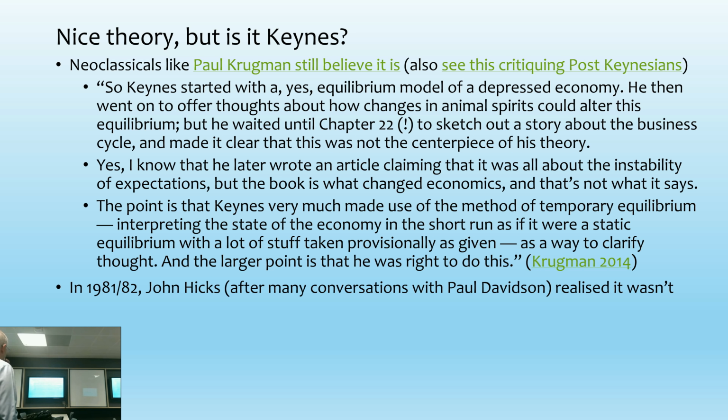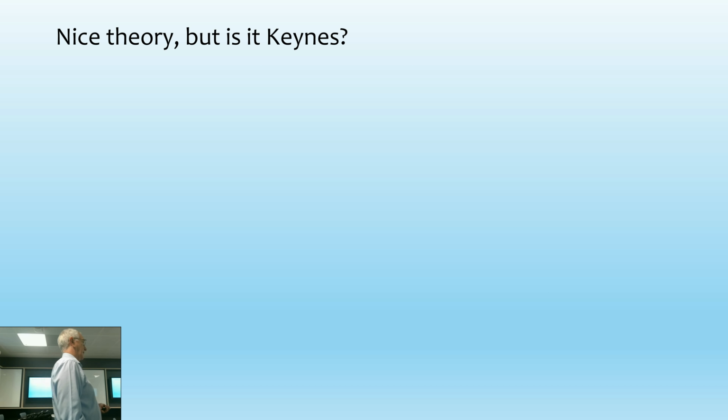Now, I don't know whether Krugman has ever read Hicks's ISLM explanation. I'd be intrigued to find out. I don't think he has. If he has, he would have dismissed it out of hand, probably. But Hicks, of course, is the author of ISLM, and he realises, after many conversations, particularly with Paul Davidson, the editor of the Journal of Post-Keynesian Economics, that it wasn't justified to use it as a short-term organising principle.